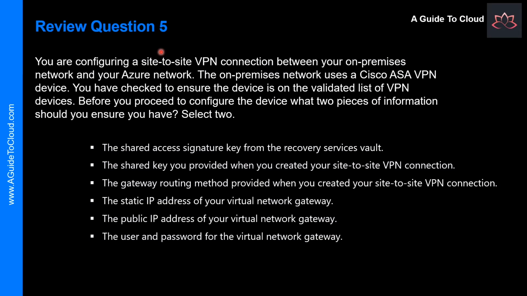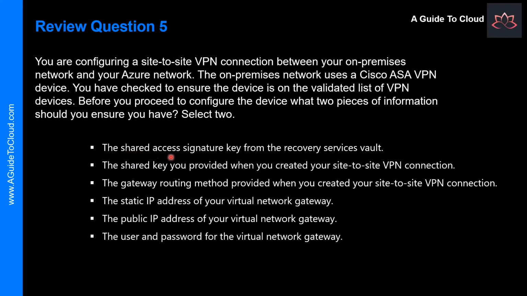Let's look at question number 5. You are configuring a site-to-site VPN connection between your on-premises network and your Azure network. The on-premises network uses a Cisco ASA VPN device, and you have checked to ensure the device is on a validated list of VPN devices. Before you proceed to configure the device, what two pieces of information should you ensure you have? You need to select two.